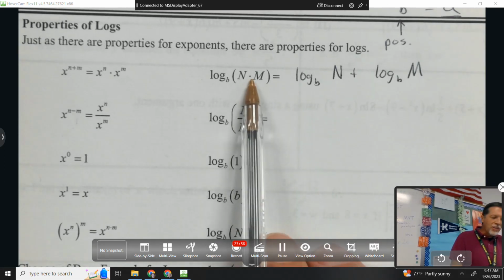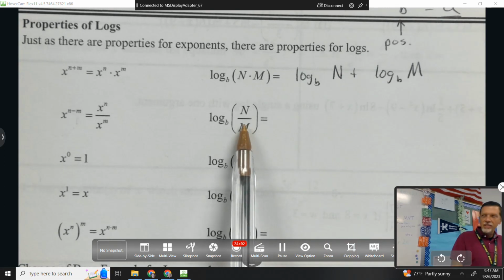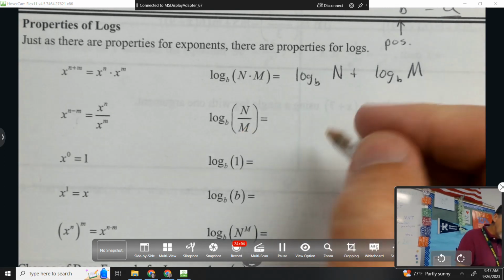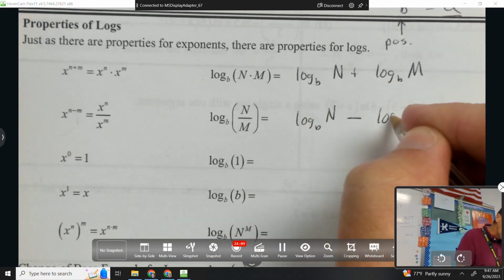If multiplication leads to addition, what do you suspect division leads to? Subtraction. Oh, look at you guys go. Log base b of n minus log base b of m.